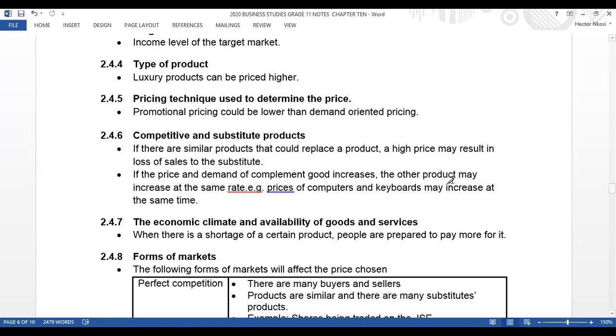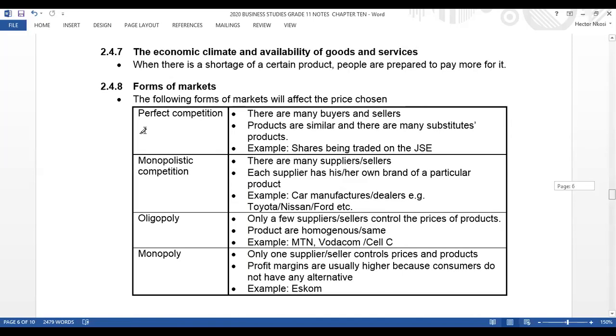Right. Now, I want us to look at forms of markets. The following forms of market will affect the price chosen, right? So we've got four forms of markets: perfect competition, monopolistic competition, oligopoly, and monopoly, right? Now, I want to start from monopoly going upwards, right?